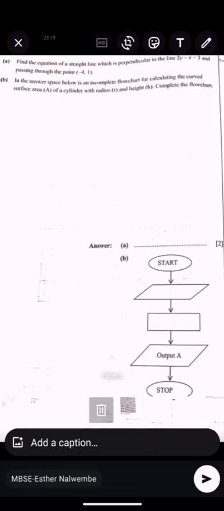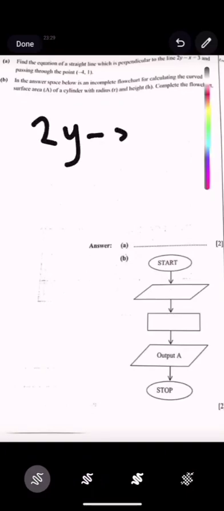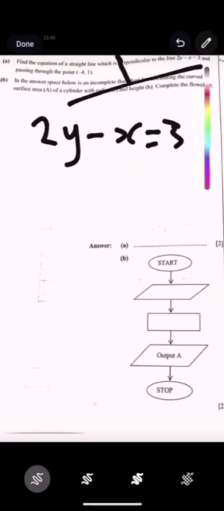Going to the next question. Find the equation of a straight line which is perpendicular to the line. Okay, so they have given us this line, 2y - x = 3. There's a line which is perpendicular to it, like this, at 90 degrees. So they want us to find the equation of this one.